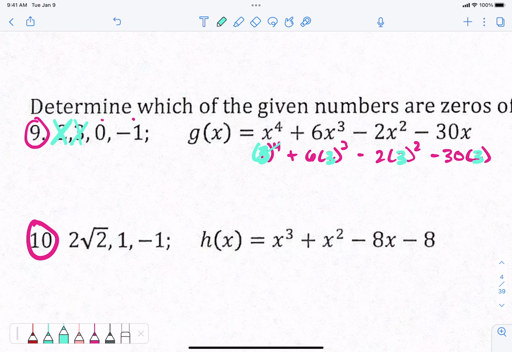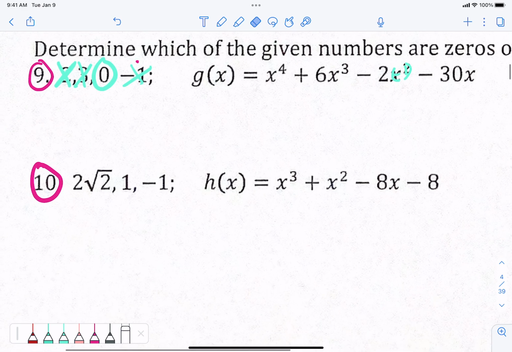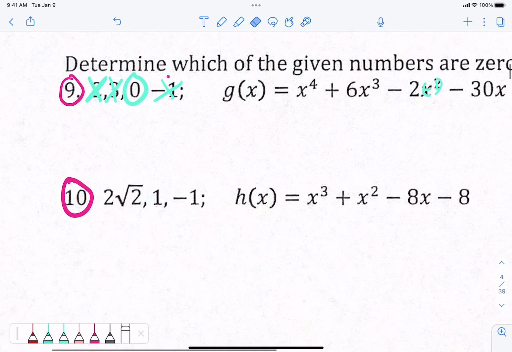What if I plug 0 in? Yeah. 0 works. -1, no. No, -1 doesn't work. You're sure? Yeah. This would be 1 minus 6 plus minus 2 plus 30. -1 squared would end up being 1 times -2. So 0 is the only one that works. Hey, that's kind of nice. So yeah, 0 is the only one that works.